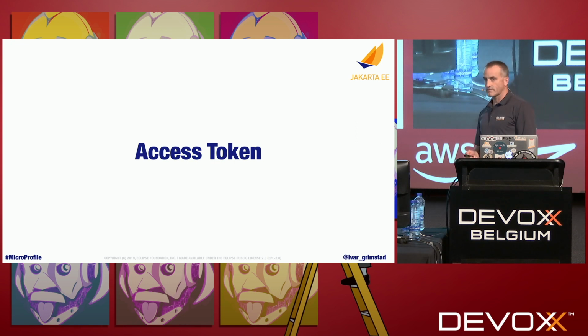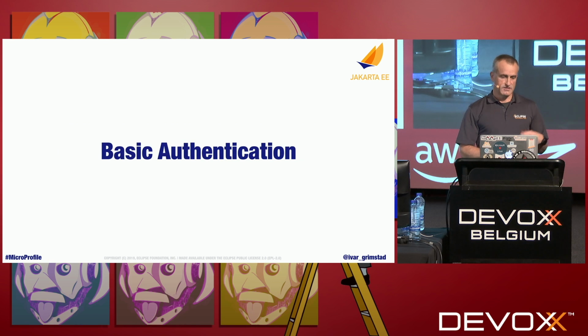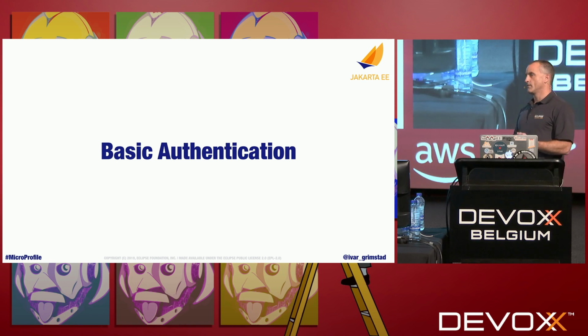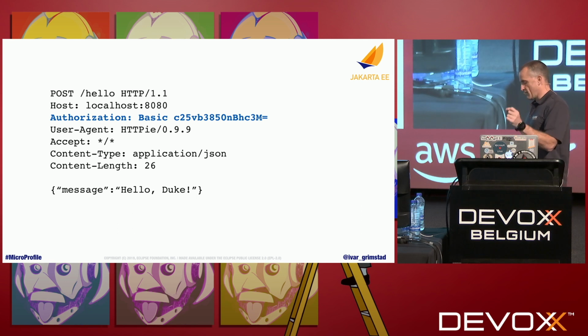So access token. And that is how to communicate the identity of the requester to the services that handle the request. And let's just go through some security concepts. You have the basic authentication, which you are probably very familiar with, which is basically a hash of your password sent in the authorization header of your HTTP request. And it's authorization: basic and then a hash of your password. And this will be sent with every request, and it only contains your password. So you will know the identity of whoever it is, but you won't know anything more than that.